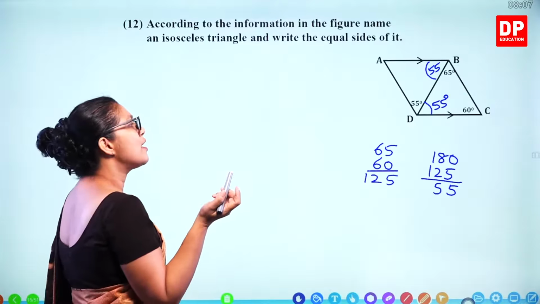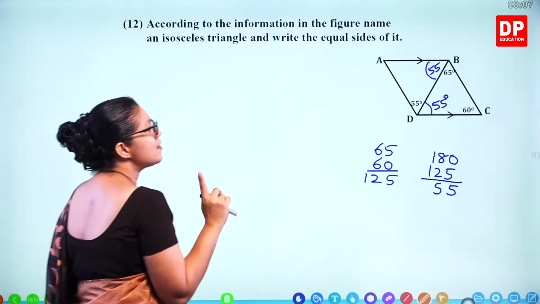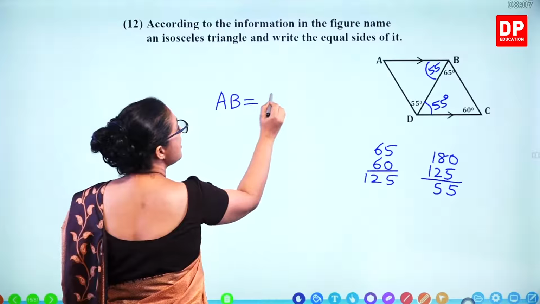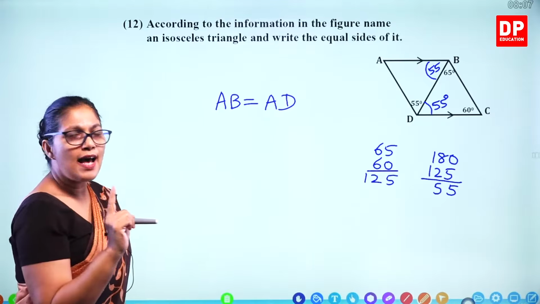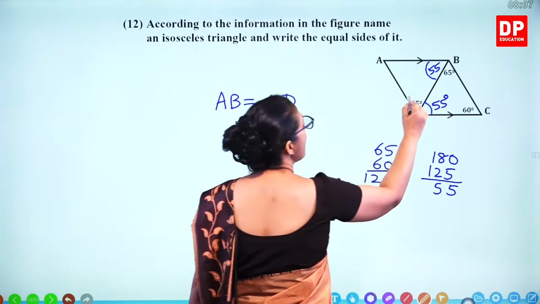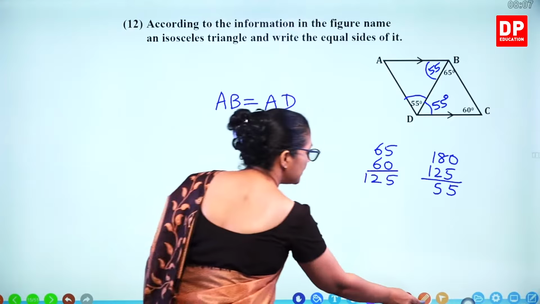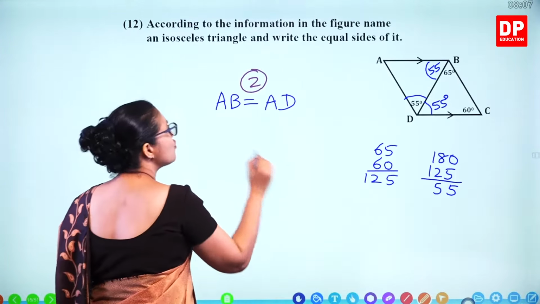Now what can you say about the 2 equal sides? ABD triangle is an isosceles triangle. So AB is equal to AD. Opposite sides are equal for an isosceles triangle. So those are the two sides that are equal. So 2 marks for that.